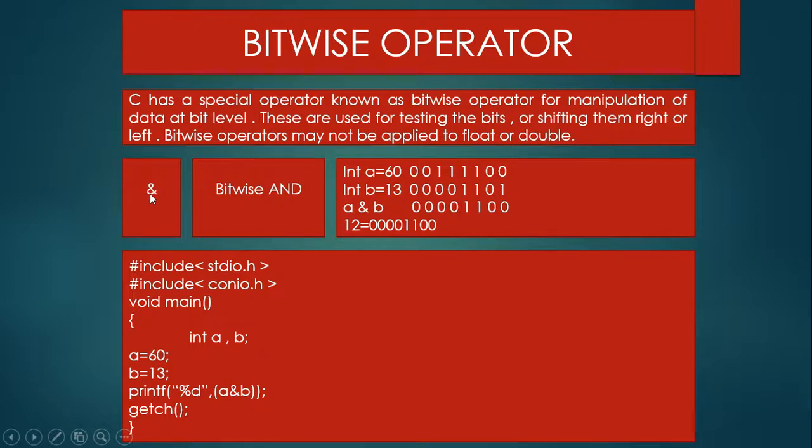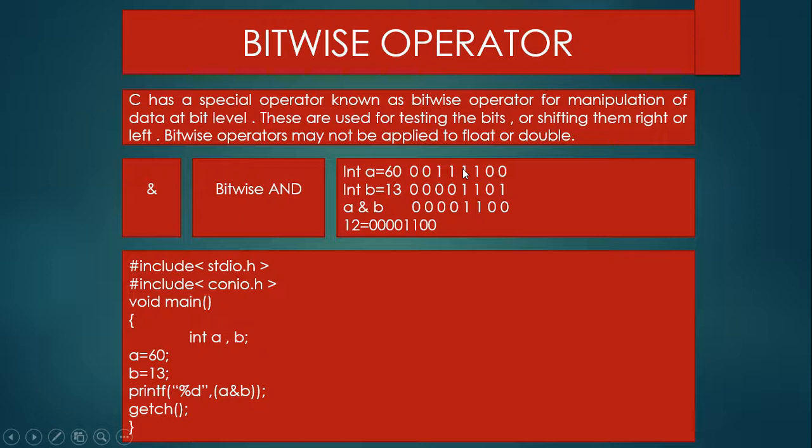This symbol is called the bitwise AND operator. I am simply taking an example to explain the bitwise operator. So I declare a variable a and assign the value 60 to a, and this 60 value I simply convert into binary format, and the binary format of 60 is 00111100.